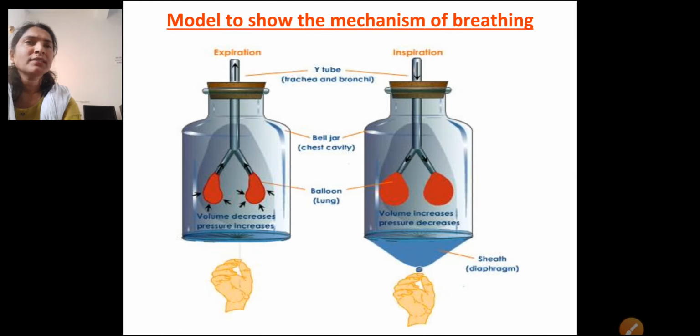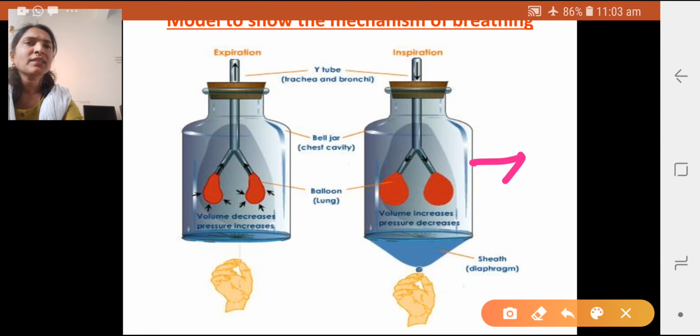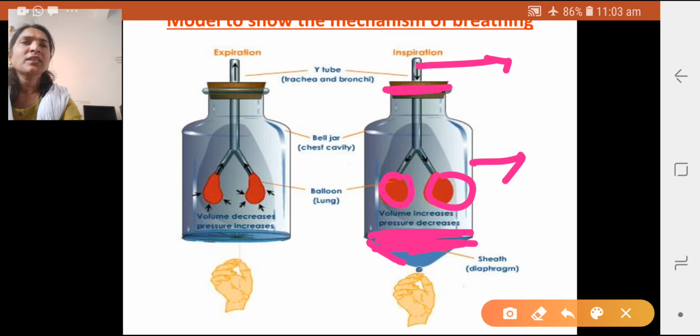This is the model, this is the activity, and through this activity the mechanism of breathing is shown. What is taken here? Here is one jar. The jar is taken, and the rubber sheet is attached to the bottom of the jar. You can take a plastic transparent jar, cut the bottom of the plastic jar, and then place a rubber sheet, stretching it over the bottom. Here you can use a Y-shaped straw, and at the end of this you can attach two balloons, and here you can place a rubber cork.